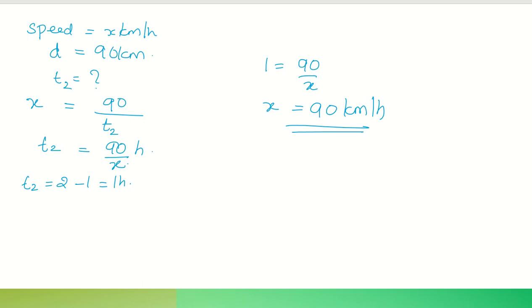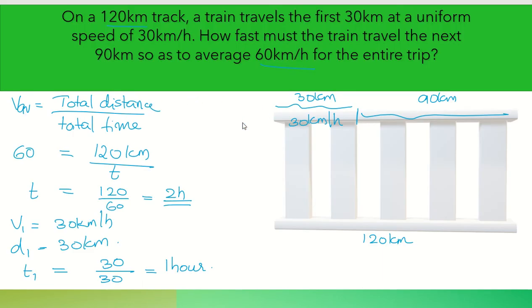Once again, I'll explain. First of all, the important thing is we have to understand the question. There is a 120 km track, and the train travels the initial 30 kilometers with a speed of 30 km per hour, and the next 90 kilometers with what speed it has to travel so that the average speed of the entire trip is going to be 60 km per hour. That is the question. So first, using the data given, we calculated the total time taken for the journey, and from the next data we calculated the time taken for the initial 30 kilometers.